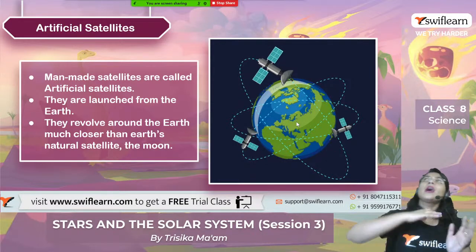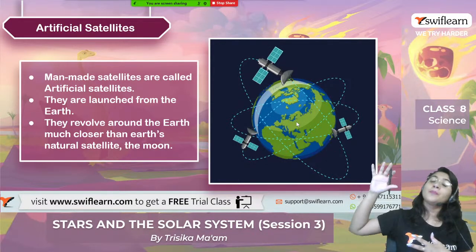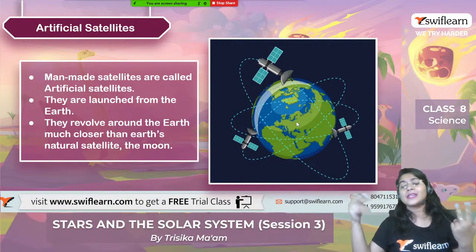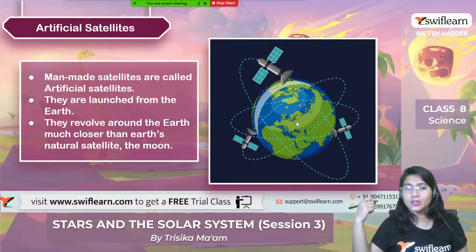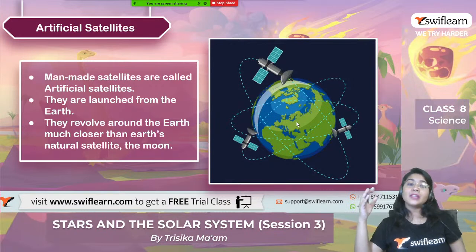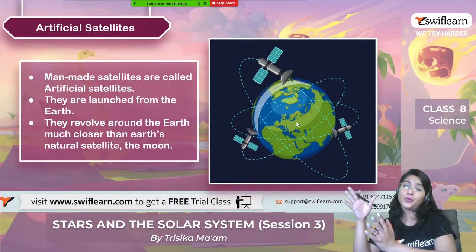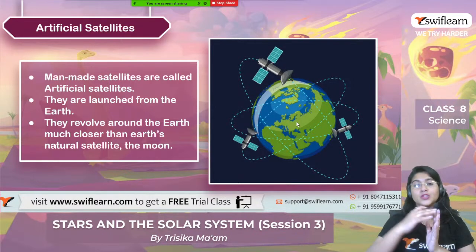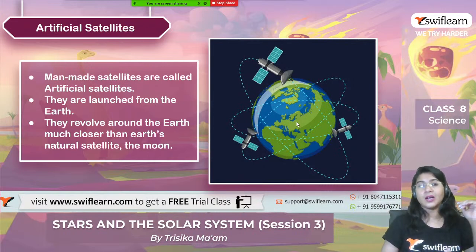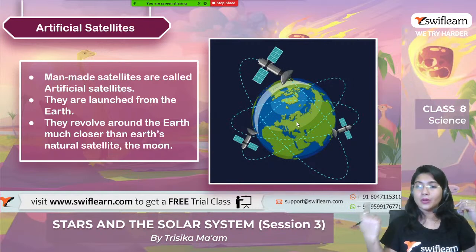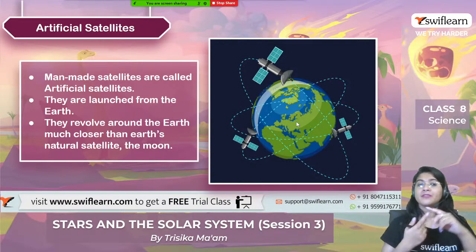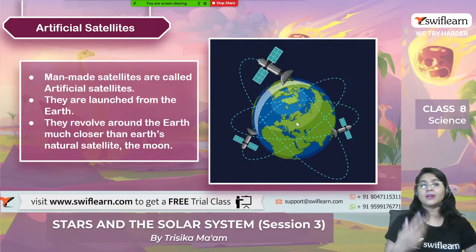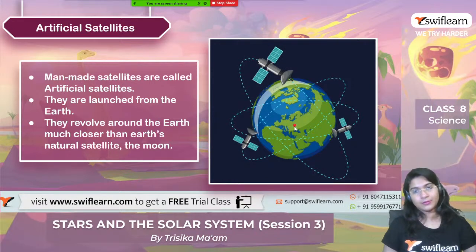So if they are going to the distance of the moon, then obviously they will tend to collide with each other, right? So that is why they are not going towards the moon. They are much closer to the earth's surface than the moon. Obviously they have their different orbits in which they continuously revolve around the earth, and they are launched from the earth itself.